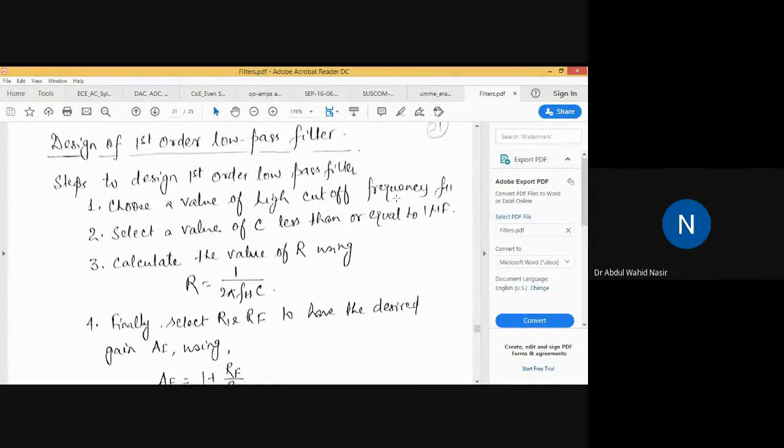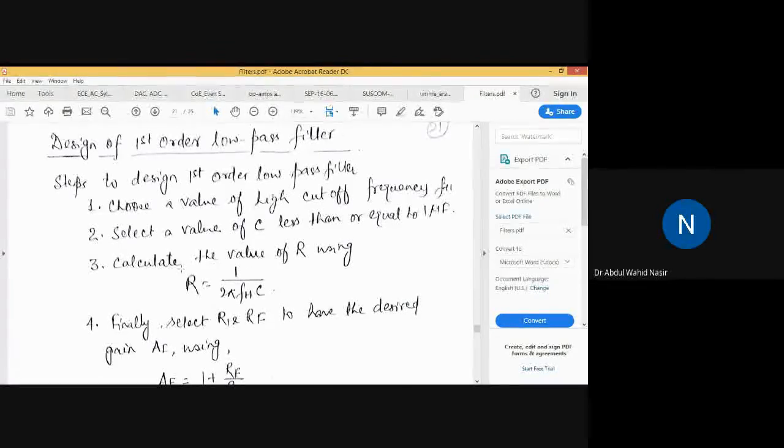It's not unknown. And the second step is to select a value of C less than or equal to 1 microfarad. In the first order filter circuit I just showed you, you can see that we have a capacitor. Generally the value of this capacitor is less than or equal to 1 microfarad. Then if you know the value of the capacitor, we can calculate the value of R using this equation.